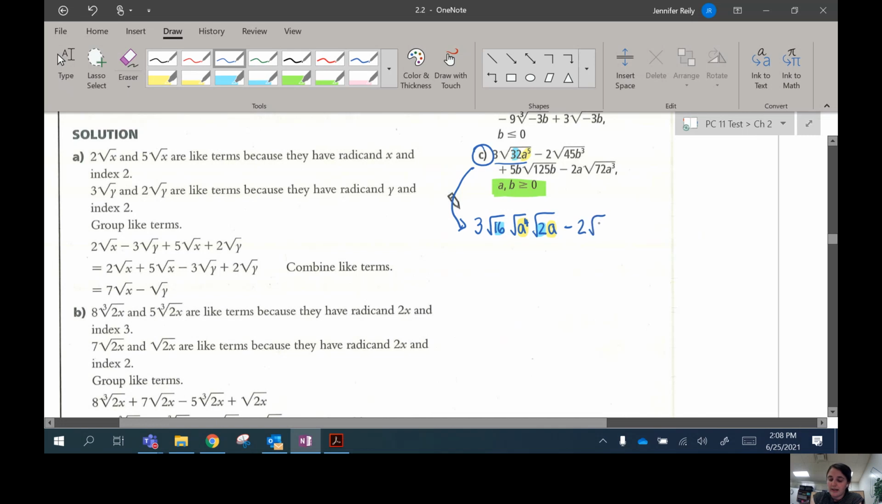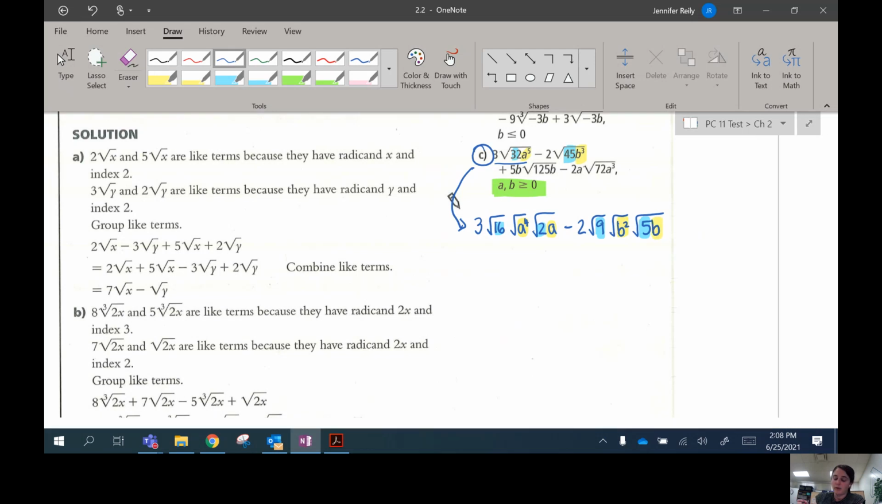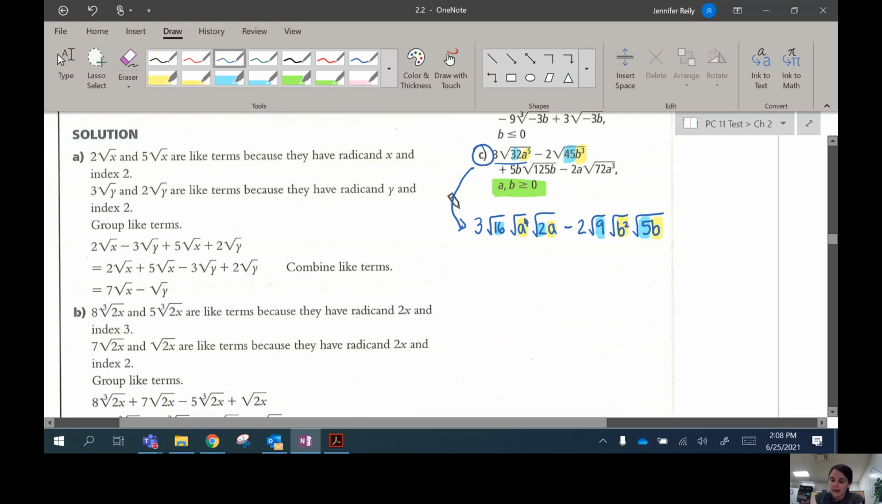So 45 I can break into 9 and 5. b cubed I can break into b squared and b, so I'll have 5b left over. Again, I'm not going to highlight every time, but I'll do it this one last time. 45 I broke into 9 and 5. b cubed, I broke into b squared and b, since I can evaluate the square root of b squared. So I'm going to write the other ones just slightly underneath, just like they've done here. So then I'll have 5b, and the square root of 125, I can break that into 25 and 5. I can't take the square root of b, so I'll just leave it underneath.